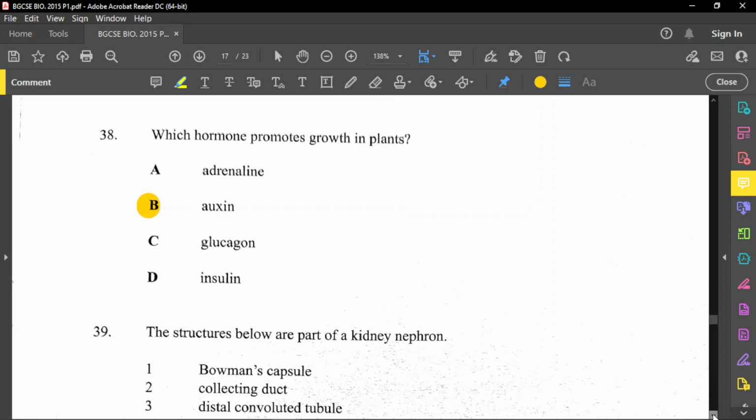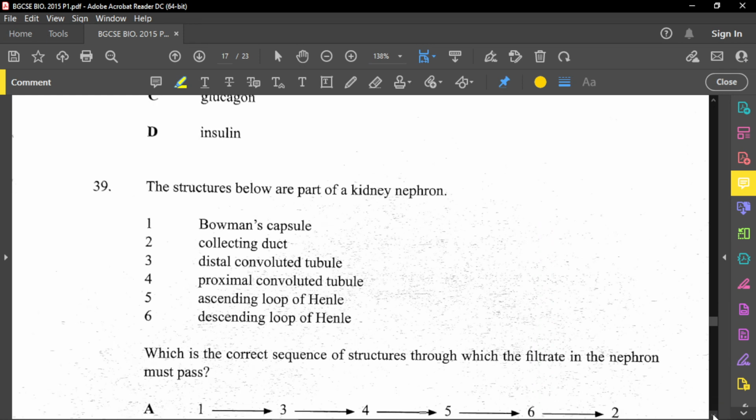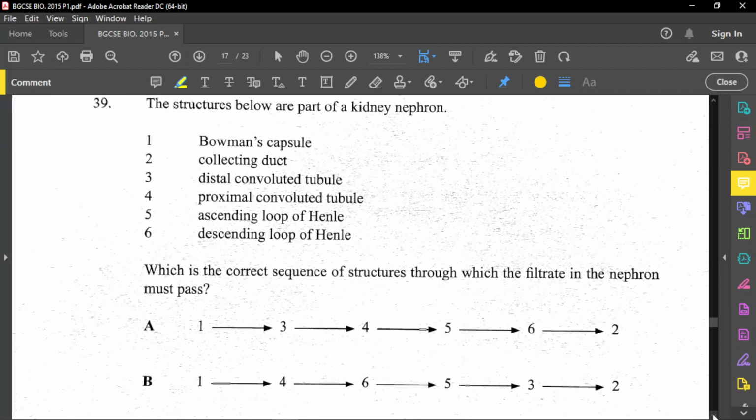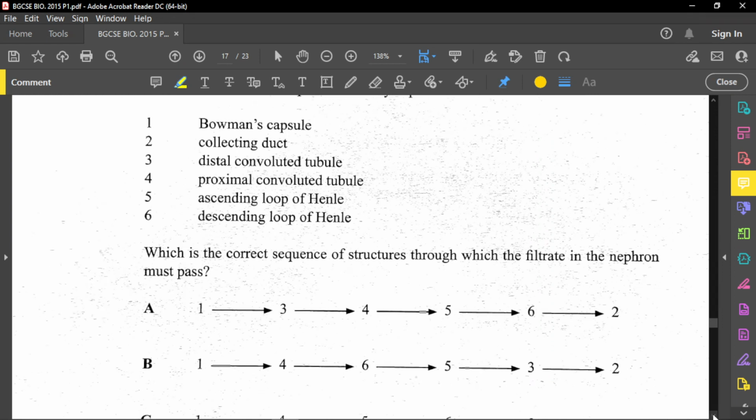All right, so 39. It said the structures below are part of a kidney nephron. All right, and so you have the Bowman's capsule, you have collecting duct, distal convoluted tubule, proximal convoluted tubule, ascending loop of Henle, and then we have descending loop of Henle. So here it asks us to say which is the correct sequence of structures through which the filtrate in the nephron must pass. So the filtrate is what is coming from the glomerulus by ultrafiltration. And so first it will go into, let's really number these.